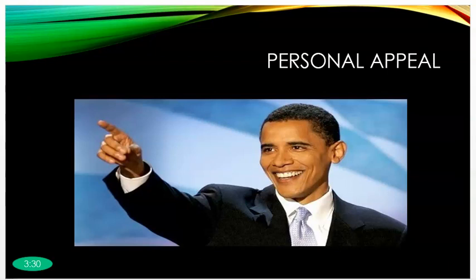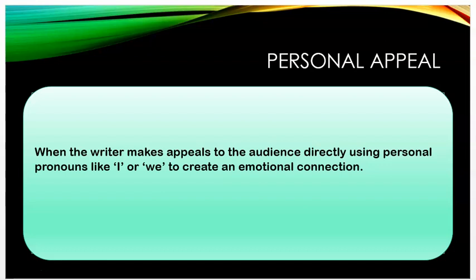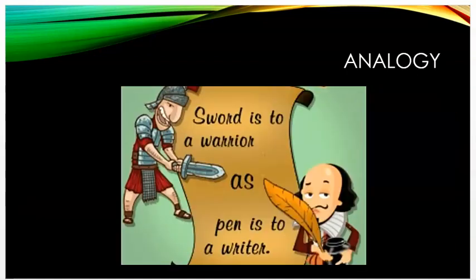Then there's also personal appeal. Personal appeal is when the writer makes an appeal to the audience directly, using personal pronouns like I and we, to create a sense of emotional connection. This is really good in speeches. When you're making a speech, you want to appeal to the persons to see things from your perspective, or to show them, "I'm with you on this." Mr. Obama was very good at doing that. Again, we can't run the video, but know that this is a way that we can also persuade persons.